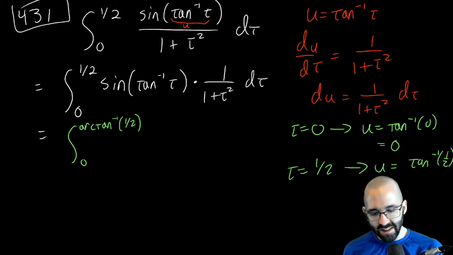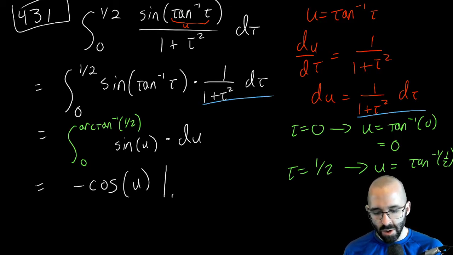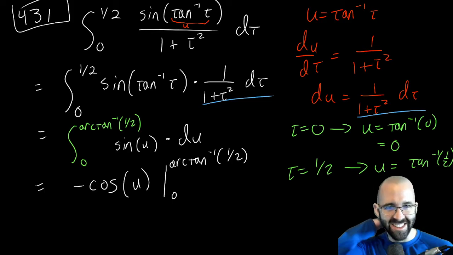And then notice that this guy is just du. We just get the sine of u times du. And we're almost done. What's the antiderivative of sine? Negative cosine. And remember, we don't have to put things back in terms of x because we already substituted our limits of integration.